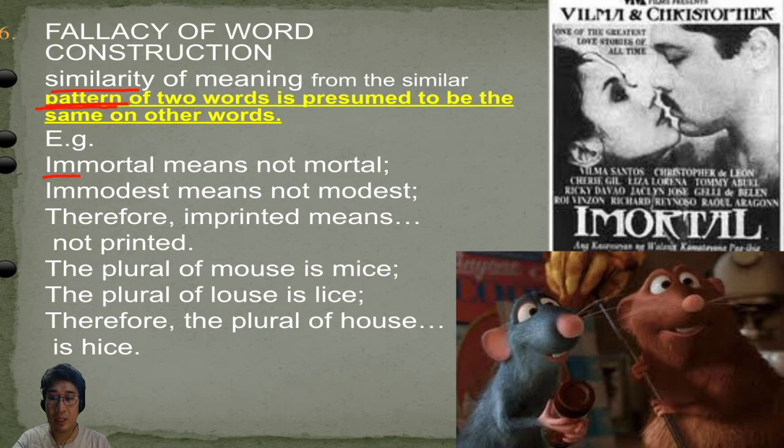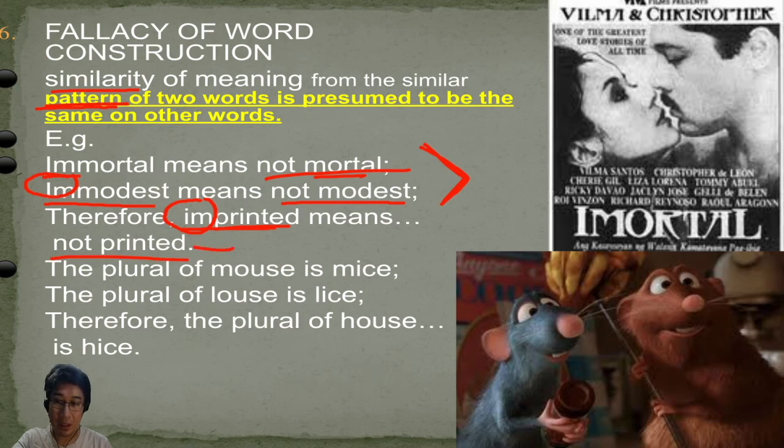When we say immortal, it means not mortal. So, ibig sabihin, kinuha natin yung pinaka-base word ng mortal dun mismo sa word na immortal. Now, when we say immodest, it means not being modest. Now, if you follow these two patterns, if you follow these two similarity of meanings in the construction of words, we might be committing a fallacy if we apply it in the word imprinted. Kasi ang imprinted has the two letters ng im tsaka im. Tapos nandun yung base word na print. So if we say imprinted means not printed, it is exactly opposite ng word ng imprint. So in this case, we might be committing a fallacy. Kasi sinunod natin yung pattern dito, yung dalawa.